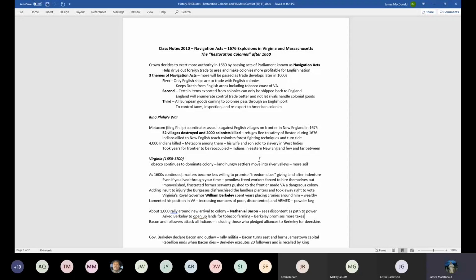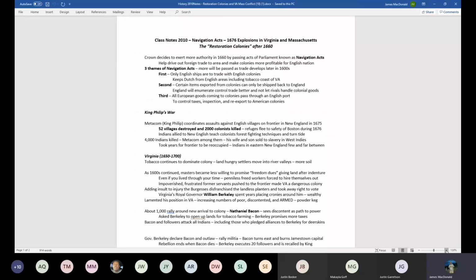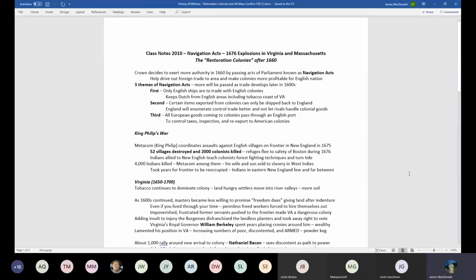The first Navigation Act decides that the English Parliament is going to insist that only English ships can trade with English colonies. This is a way to keep the Dutch out of English North America. The Dutch traveled to the American colonies, to places like Virginia. And as far as the Virginians are concerned, they could care less what ship shows up to get their tobacco out of the colony of Virginia. French, Dutch, English, who the hell cares?